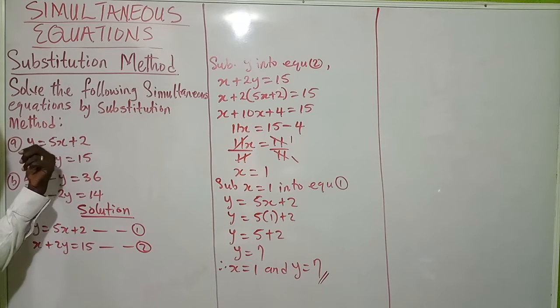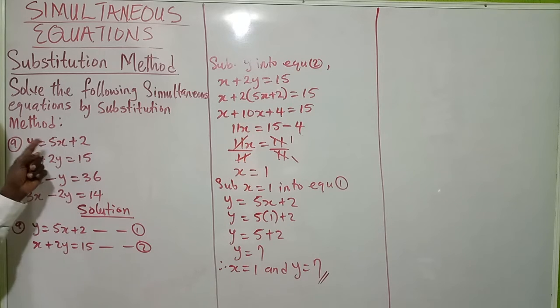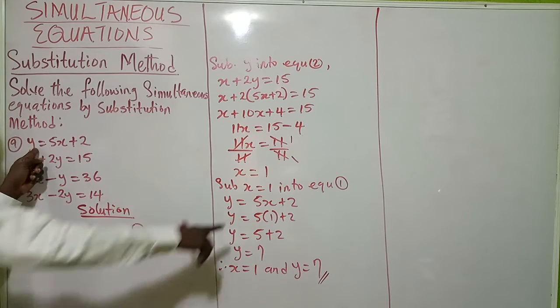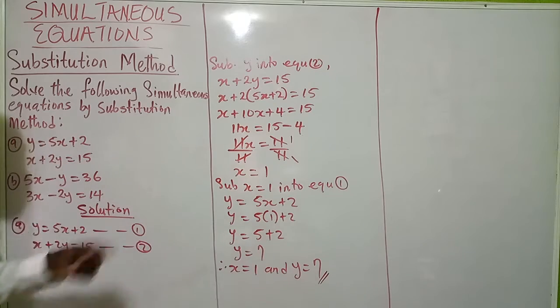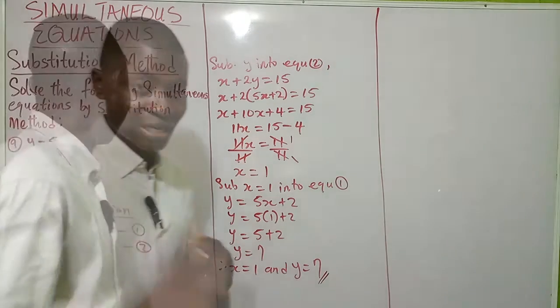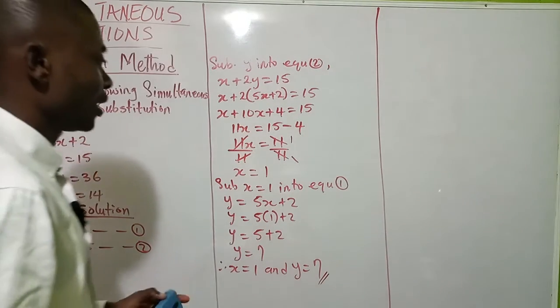This one, by the time you collect like terms and leave your answer, that will be y minus 5x equals 2. Substitute the value of y and the value of x, and you see that you get 2 as your final answer. Now let's take the second one.